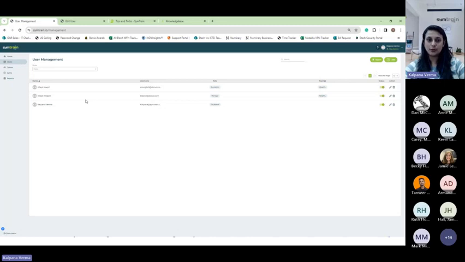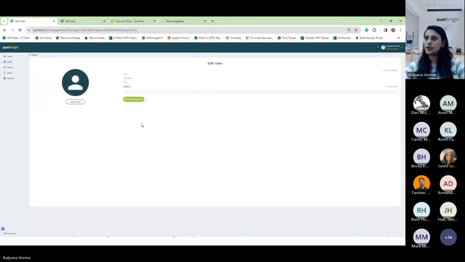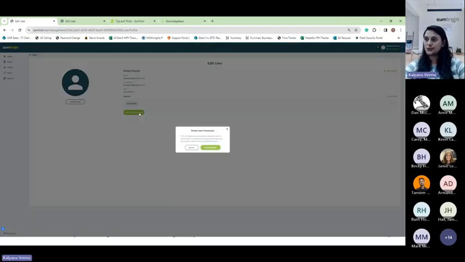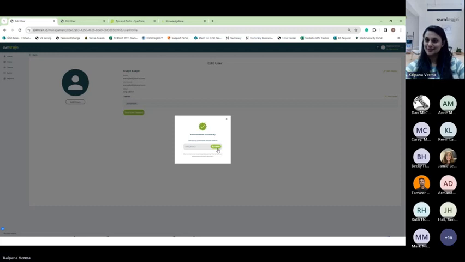Now, for whichever agent you want to reset the password, you click on this pencil sign. Once you click on it, this page would be loaded, and you click on reset user password. I'll click on confirm reset, and I will receive a temporary password, which I can copy and share with my team member. So that's really easy. This is something new which has come, and I'm really sure that once you start using it, you will really like it.